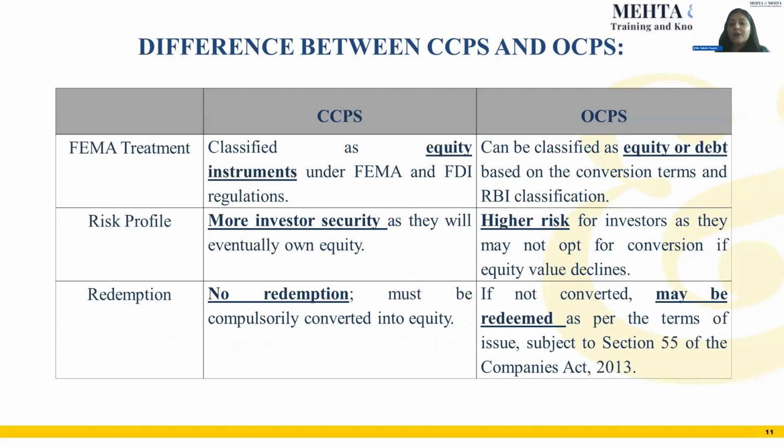Then FEMA treatment. CCPS will be considered as equity instruments. However, OCPS will be considered either equity or debt depending on whether it is getting converted or not. For the risk profile, CCPS is less risky because the investors have the security that they will eventually be the owners, equity shareholders of the company. However, in OCPS, there is always a higher risk. They might not get converted into equity shareholders and would eventually be the debt of the company.